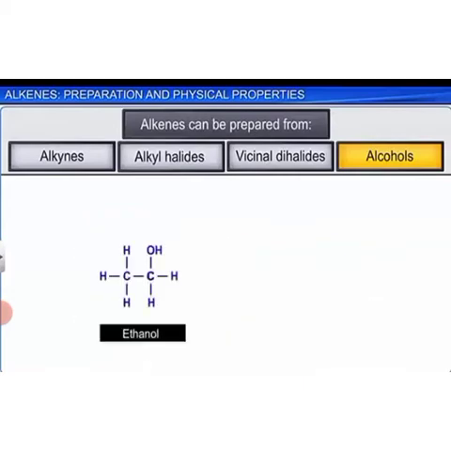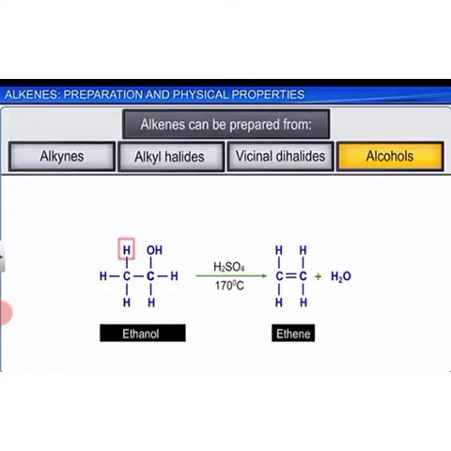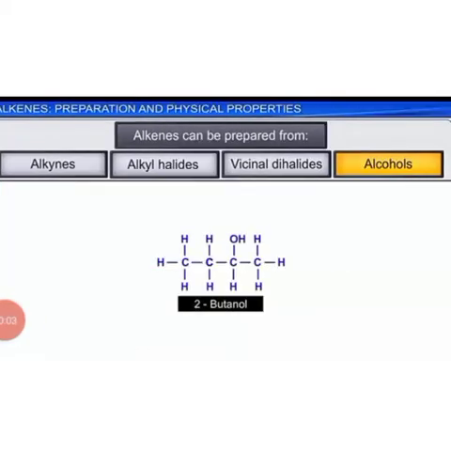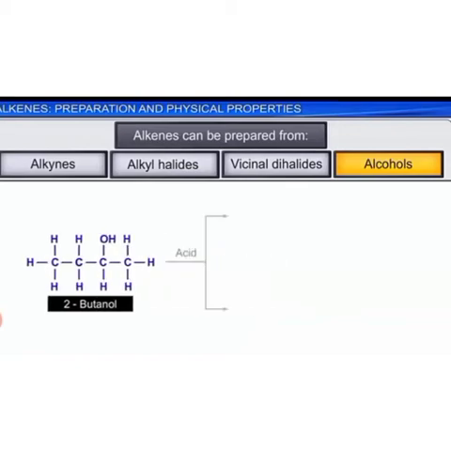An example of this would be the dehydration reaction of ethanol on heating with concentrated sulfuric acid to form ethene. During this reaction, the hydrogen atom and the hydroxyl group from adjacent carbon atoms are eliminated in the form of water to form ethene. For example, in the dehydration of 2-butanol, there are two possible positions for the double bond.